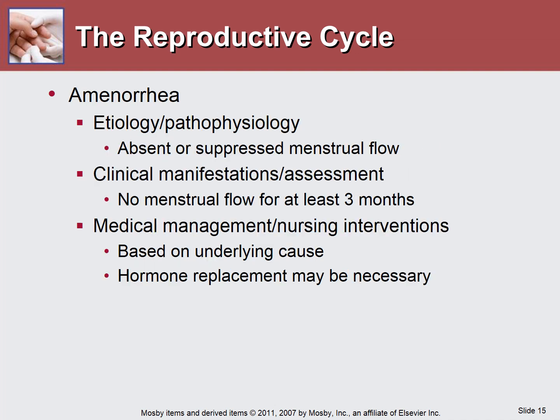Amenorrhea, starting with the conditions. Amenorrhea is an absence or suppression of the menstrual cycle. The most common reason for amenorrhea is usually pregnancy. The complaint is I have no menstrual flow, and usually at least 3 months to diagnose. The medical management is we need to find out what the cause is. If it's pregnancy, then we know that they will remain amenorrheic until pregnancy ends. And sometimes, depending on the cause, hormone replacement therapy will be used. Next slide.